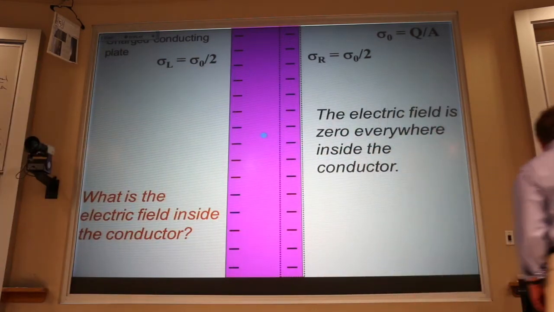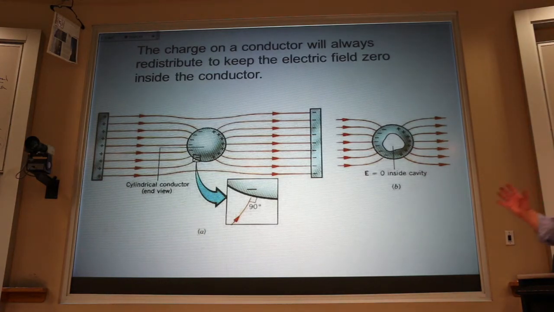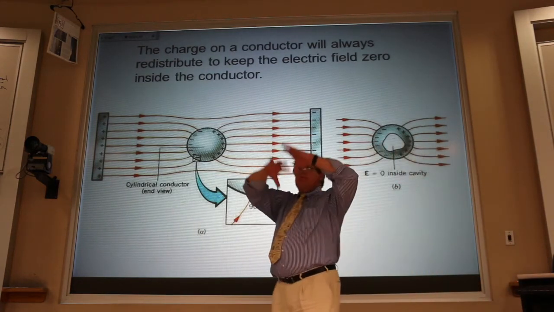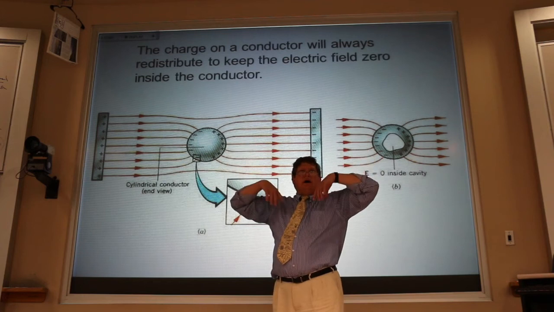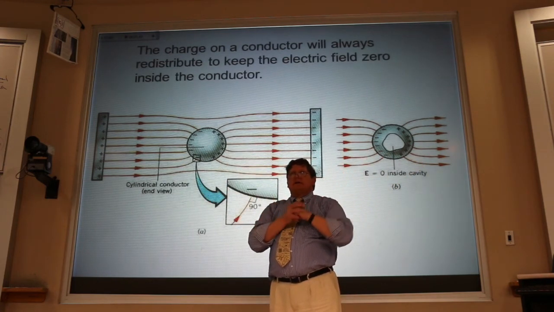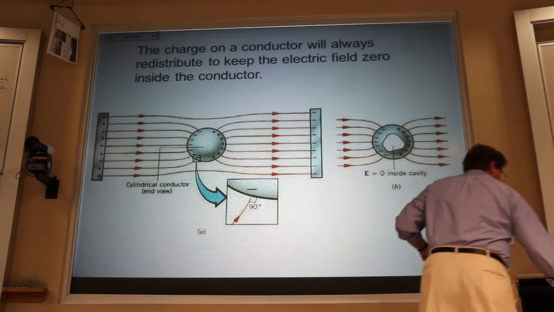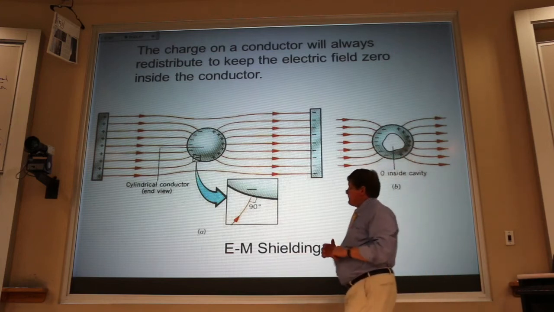Now, this is true not just for this symmetric case, but for any metal of any shape. You could have a metal statue of some war hero, and everywhere inside that metal, your electric field has to be zero. Now, we call this electromagnetic shielding.